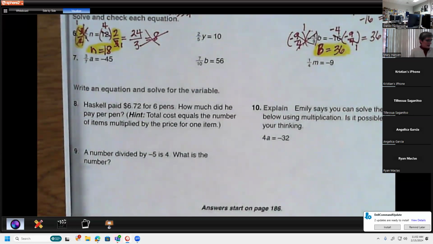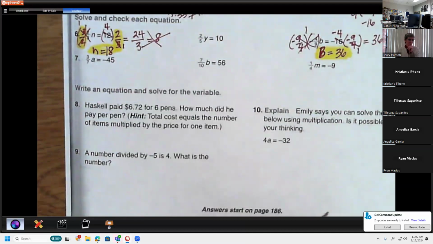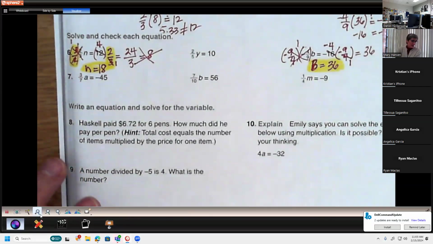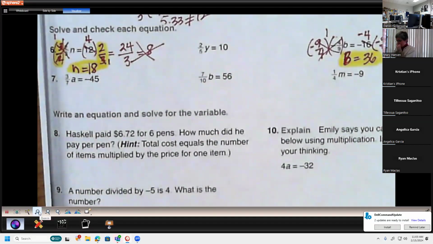Okay, let's take a moment and talk about these. If you didn't finish these 4, that's totally fine. If you've already finished them and moved on, that's fine too, but let's take a minute and go back and make sure you're on the right track. And if you weren't, then we'll get you corrected before you do too many problems.